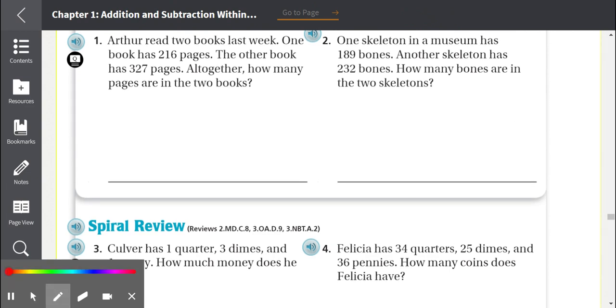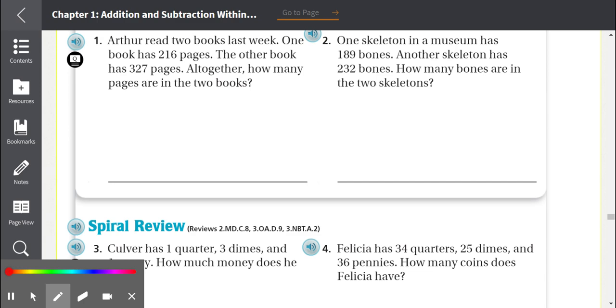Number 1. Arthur read 2 books last week. One book has 216 pages. The other book has 327 pages. Altogether, how many pages are in the 2 books?